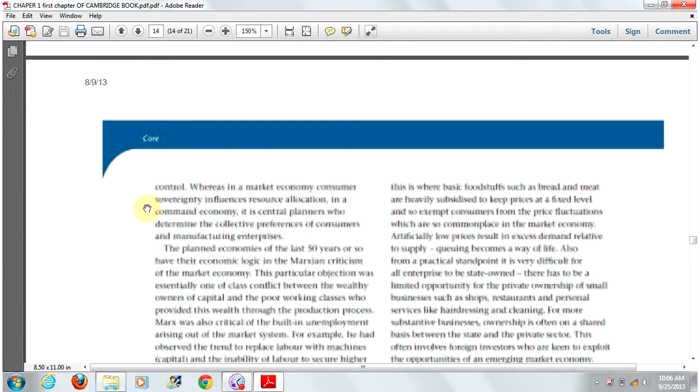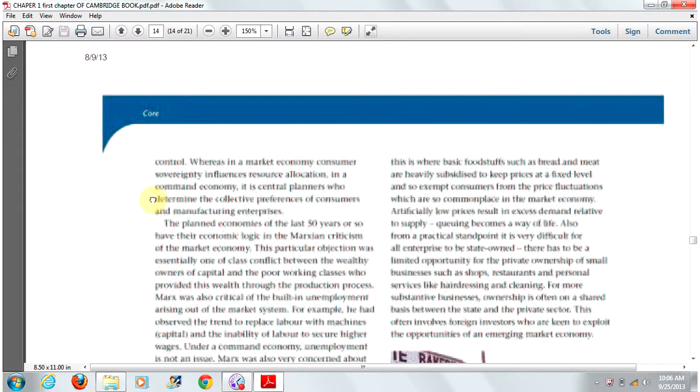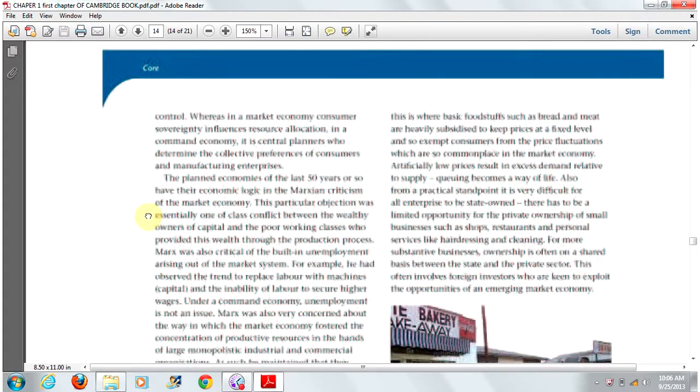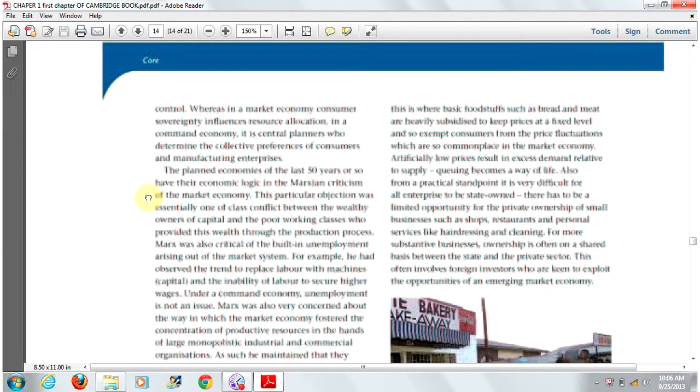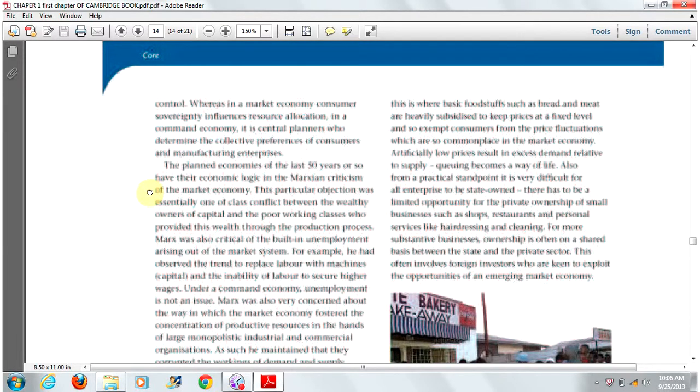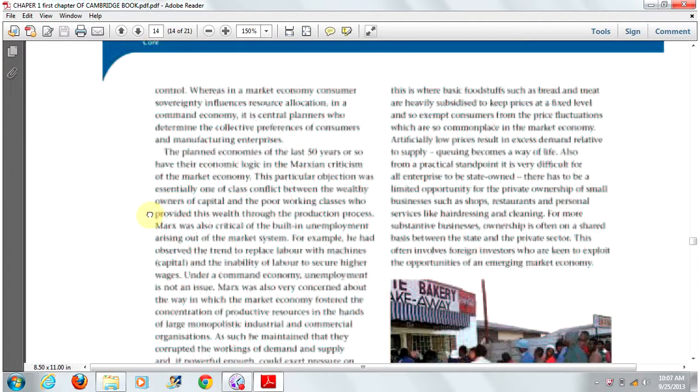The planned economies of the last 50 years or so have their economic logic in the Marxian criticism of the market economy. The particular objective was the central one of the class conflict between the wealthy owners of capital and the poor working class who provided the wealth through the production process. Marx was also critical of the built-in unemployment that arises out of the market system. For example, he observed the trend to replace labor with machines, or capital, and the inability of labor to secure higher wages. Under a command economy, unemployment is not an issue.